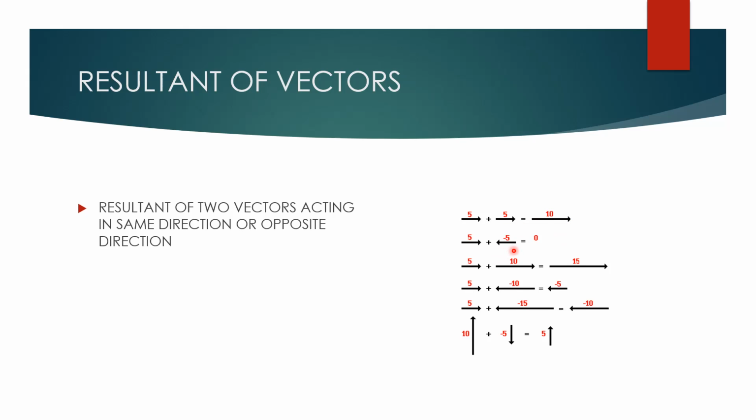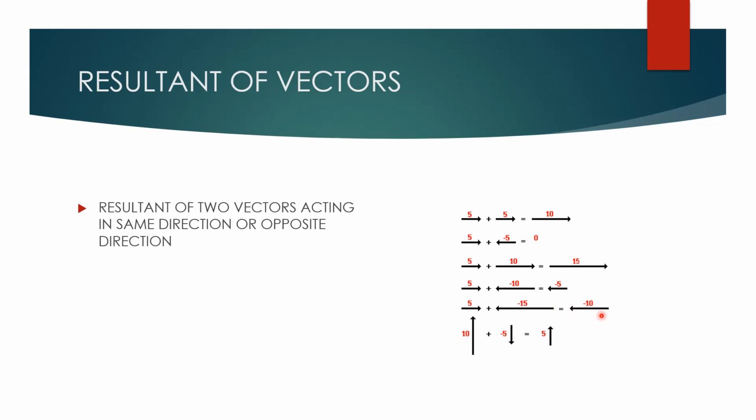Here one of the vectors is in the opposite direction but has the same magnitude. So when they add up, 5 minus 5, it becomes 0. Similarly, if we have one vector greater but acting in the same direction, 5 and 10, they add up giving 15. If we have one vector in the opposite direction, that is 5 and minus 10, then we get the resultant as 5 minus 10, that is minus 5.